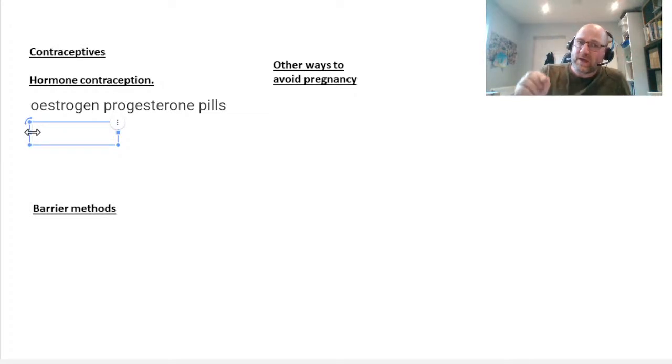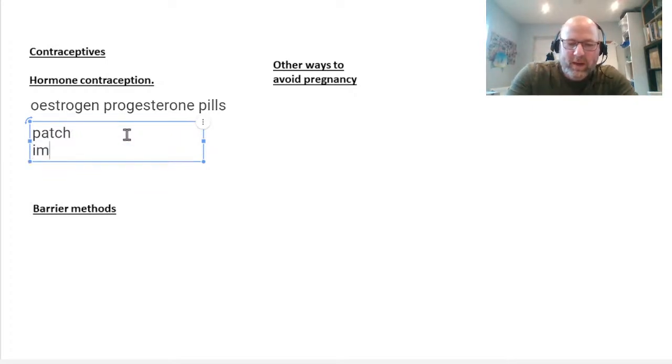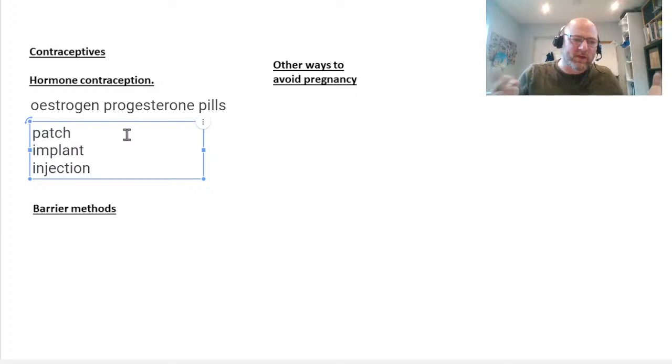So what are the alternatives to taking pills? Anybody know other hormone contraceptions other than the pill? There's like 3. Patch, awesome. You've got one called the hormone patch, releases them, might last a week. You've got the implant, which lasts like 3 years, goes under your skin, and you've got the injection, which lasts like 3 months.